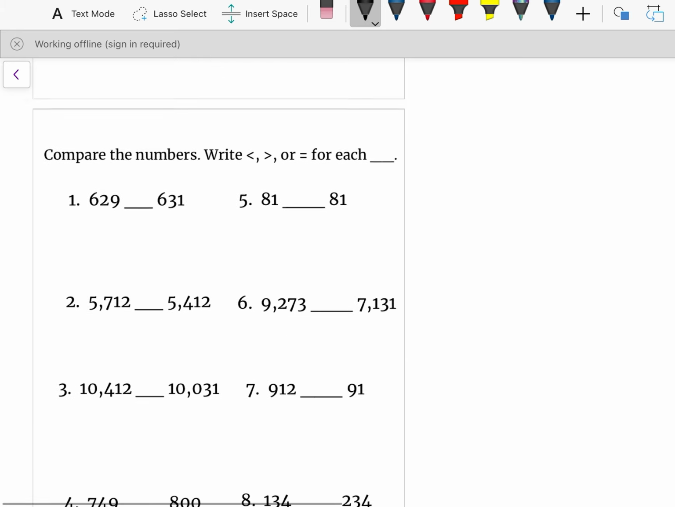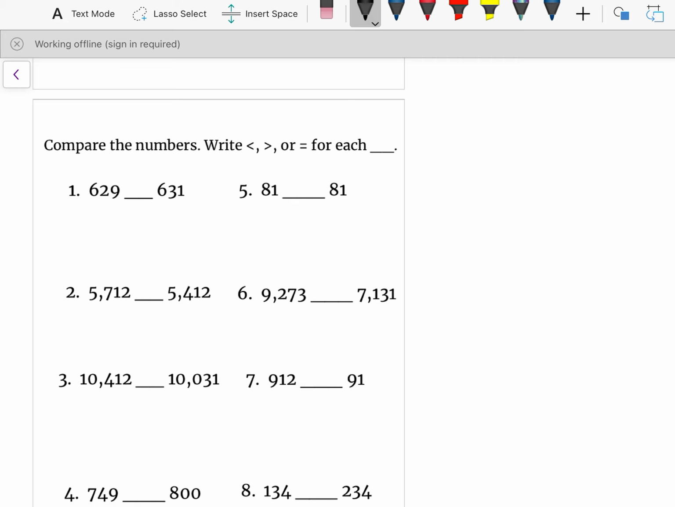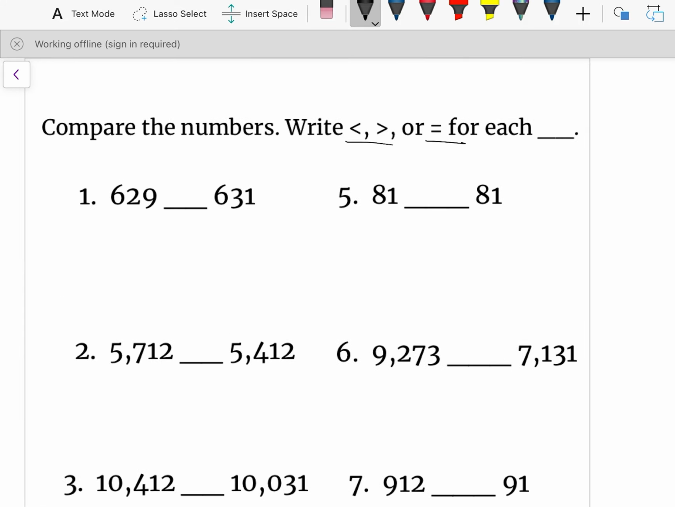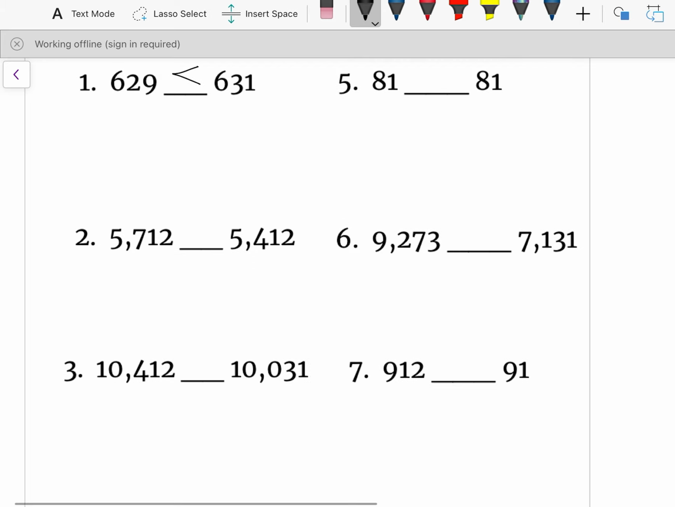And for the second section, we're going to compare the numbers and write the less than, greater than, or equal to sign for each blank. So for number 1, since 631 is greater than 629 by 2, we're going to put 629 is less than 631. And for number 2, we have 5,712 and 5,412. But we know that 7 here and 4 here, and 5 is the same, so that means 5,712 is greater than 5,412. So we put greater than.